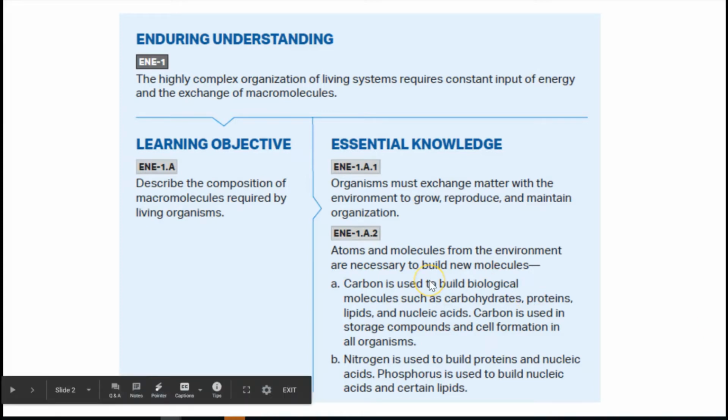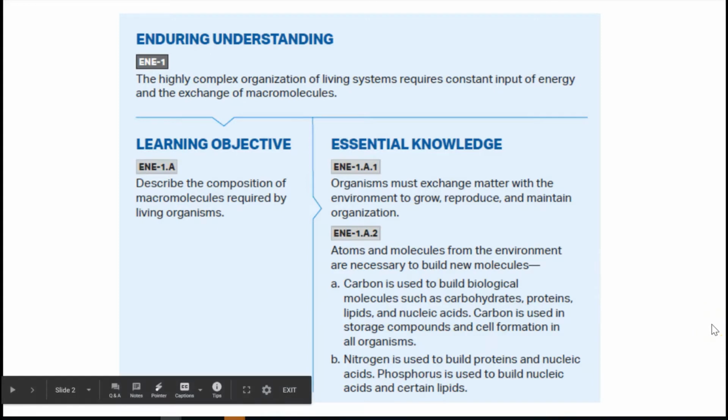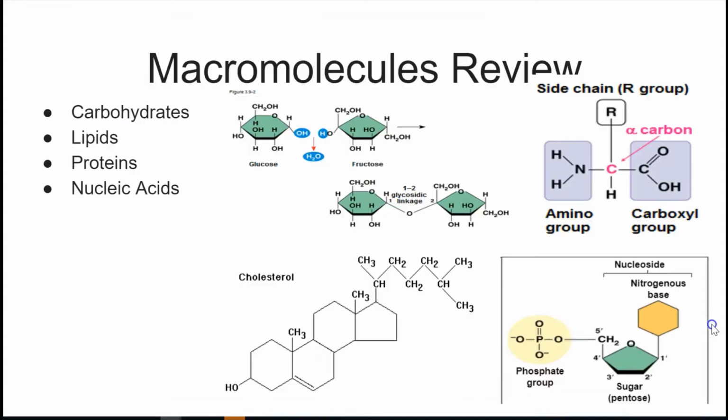So we're going to look very quickly at the structure of different macromolecules so we can see what elements are in each one. And then we're going to look at the carbon cycle and the nitrogen cycle and the phosphorus cycle so we can see how those elements and how those molecules are cycled through the ecosystem. So let's do a quick review of macromolecules.